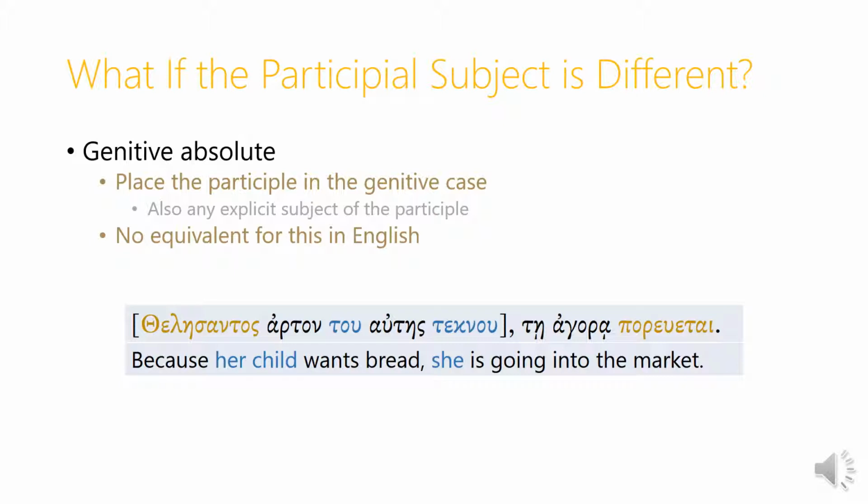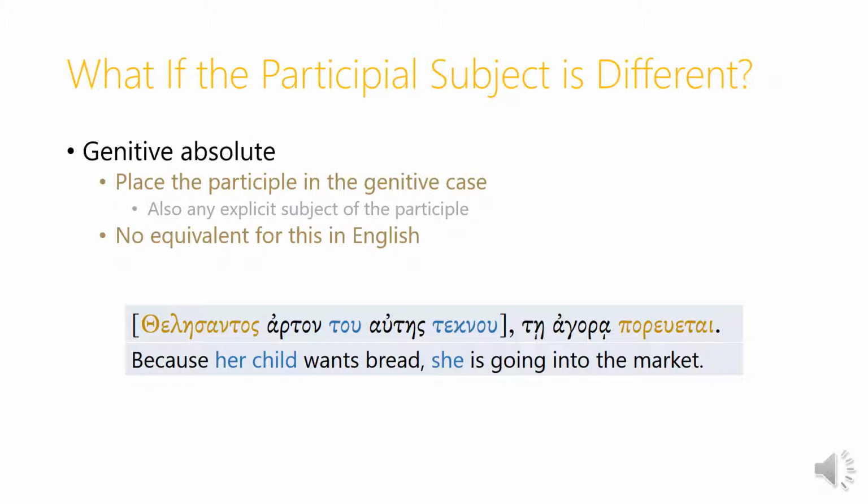And this can be a little bit confusing because usually these words, the participle and the subject, would be in the nominative case, right? So when they're in the genitive case, that's a signal to us that the subject of that participle is a different subject than the one that's performing the action of the main verb.